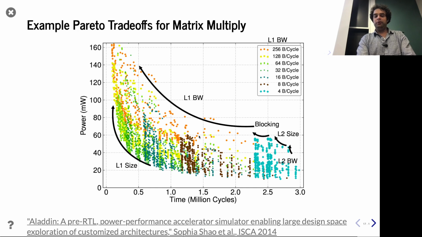If you're over here, wow, you could save a lot of power or go a lot faster for that budget, right? But if you're over here, to improve one of those metrics, you've got to give up the other metric, right? So you want to be on this frontier.